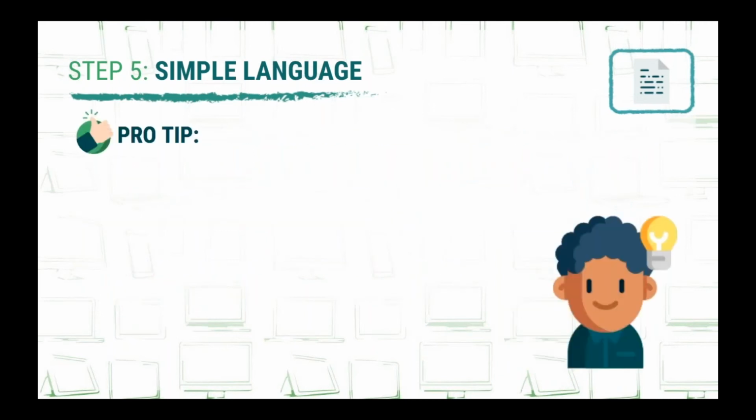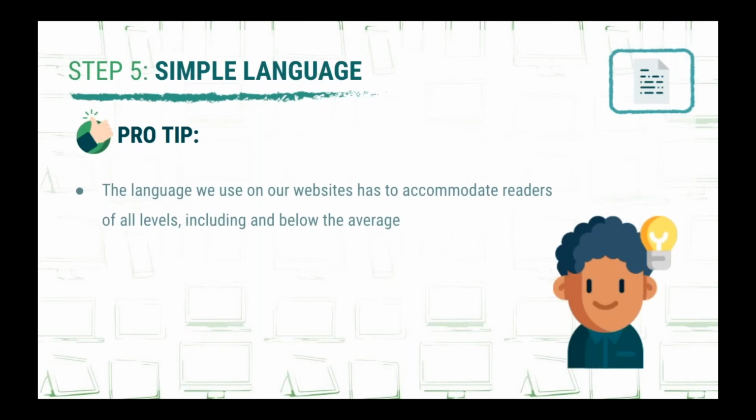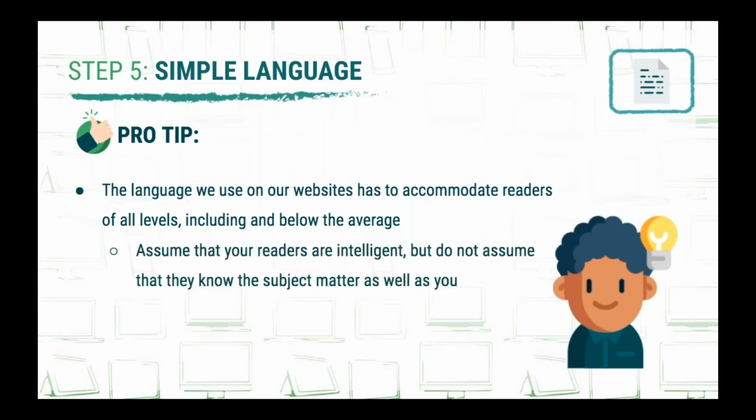So, in this pro tip, I want to remind you that the language we use on our websites has to accommodate readers of all levels, including and below the average. Assume that your readers are intelligent, but do not assume that they know the subject matter as well as you do. It will depend on how familiar your audience is with the topic. So explaining concepts is not insulting, it's helpful. Obviously, as long as the explanations show that you respect the users, correct?